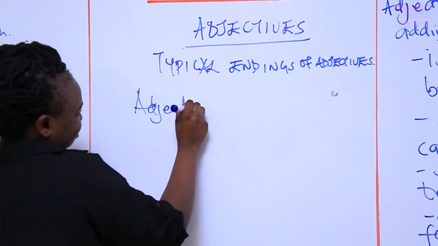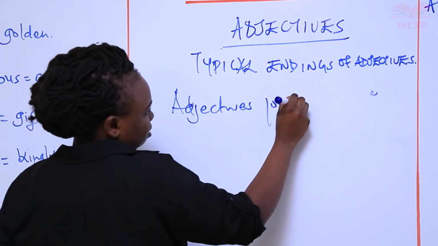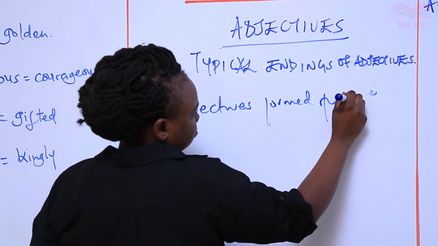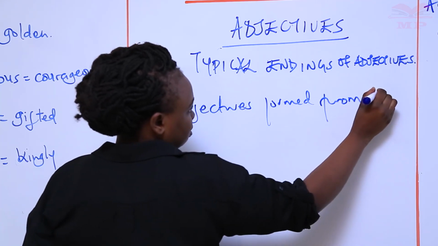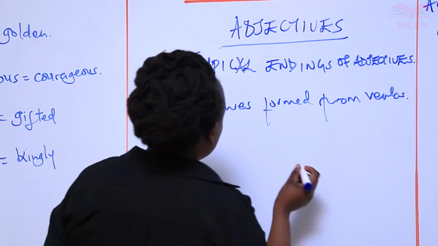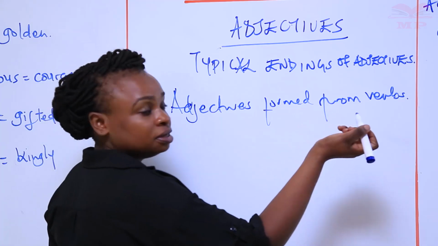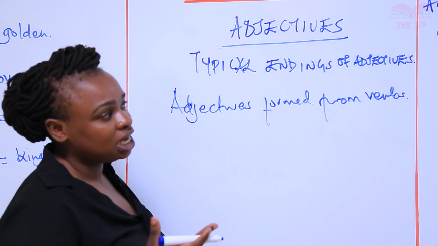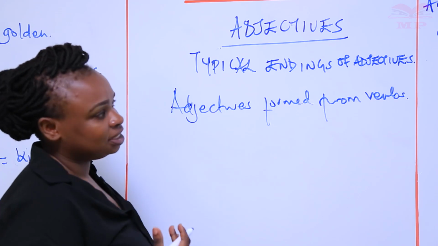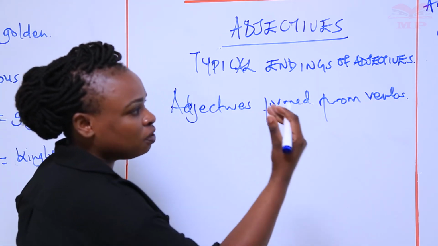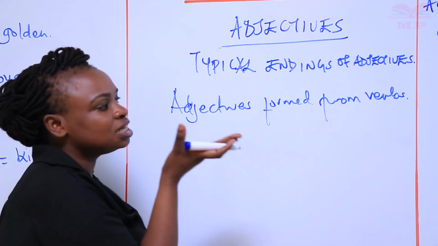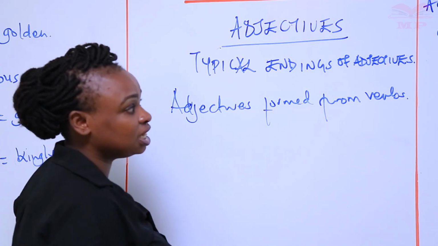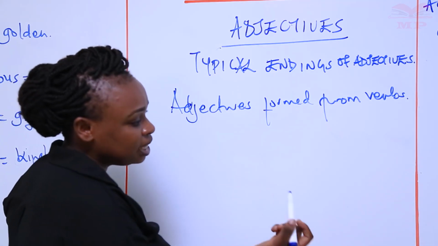Adjectives formed from verbs. We have adjectives that are formed from verbs. Remember, we are looking at typical endings of adjectives, and this only comes about when we are forming the adjectives, and that is when we know, when we form them, that's when we'll distinguish that this is an ending of an adjective. We say that there is ish, there is full, there is some, there is able.